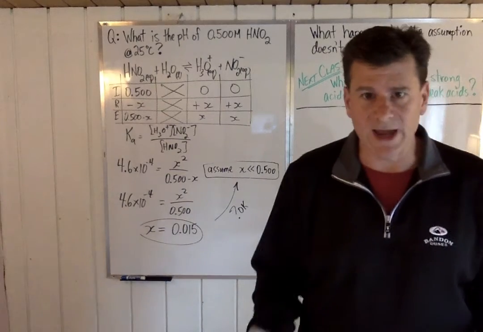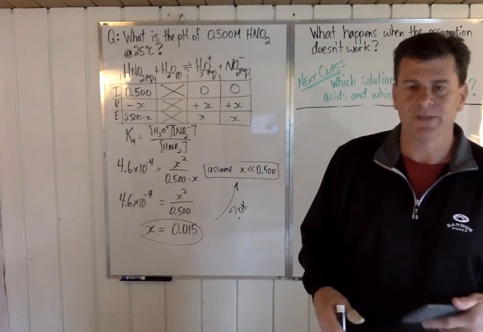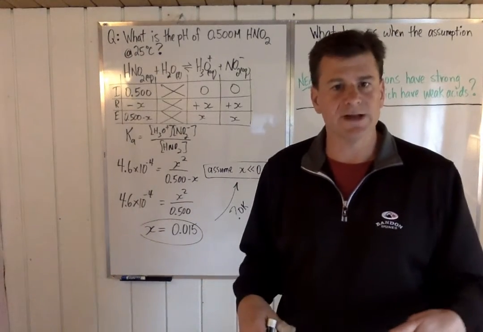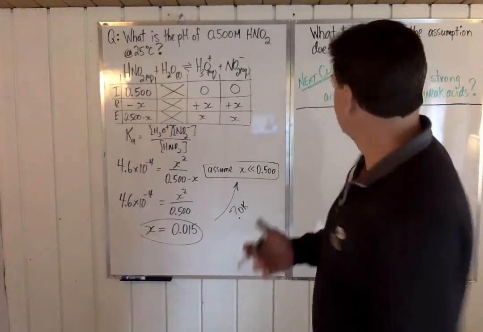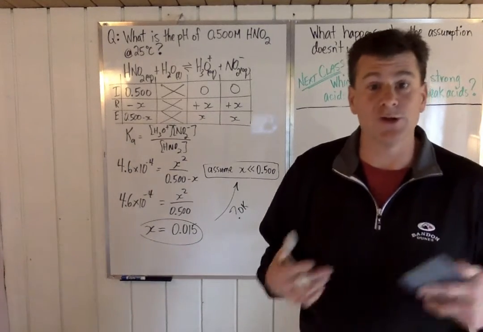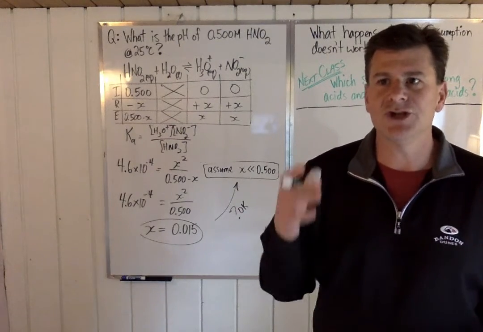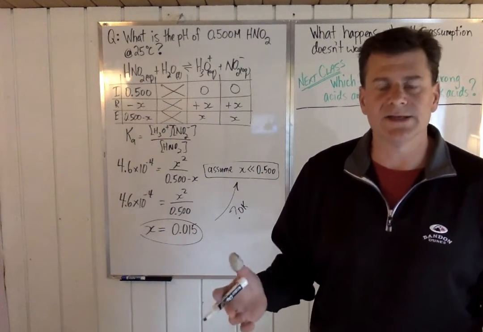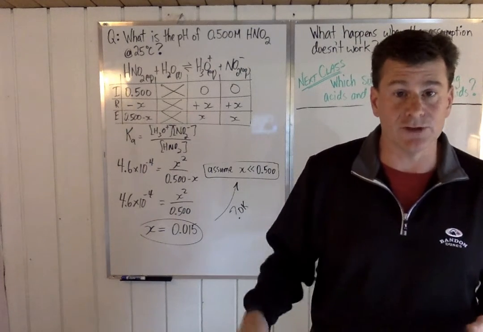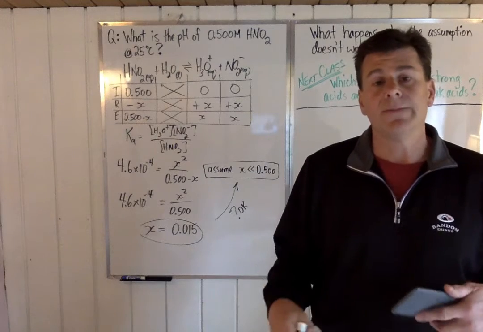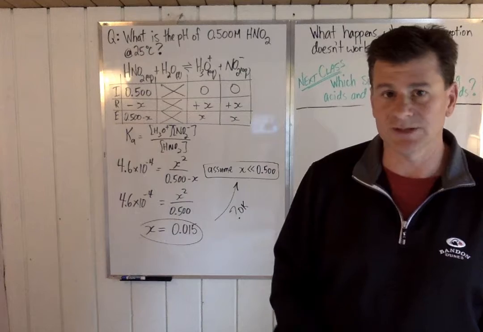Like, is my assumption right? Did I actually make that a correct assumption? Now, how do you know if you've made a correct assumption or not? And this is kind of the critical part. Now, you're watching this part, and the title of this one is What Happens When Your Assumption Doesn't Work? So this doesn't work. So why doesn't it work? The assumption is, and it goes back to what is the assumption all about? What's the basis of the assumption? The assumption is that whatever x comes out to, it is going to be so small, it will be insignificant compared to the value you're subtracting it from.